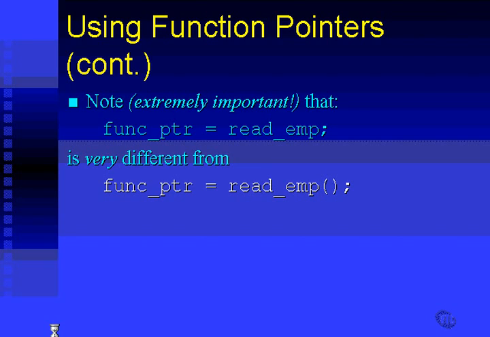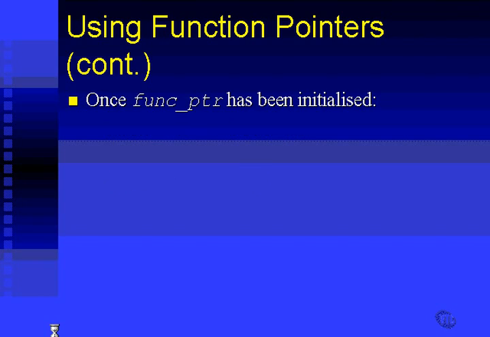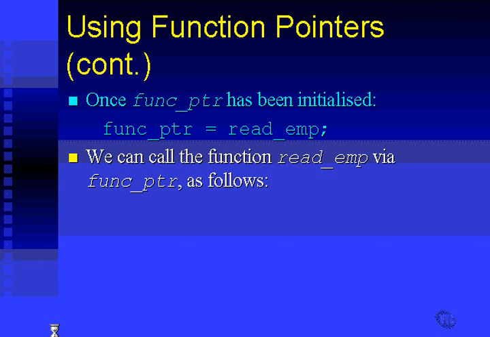We still haven't done anything with it. All we've done is assign it to a particular address of a function. How do we actually use it? Well, once we've initialized func pointer, and there's our initialization statement again, we can call the function reademp via function pointer. In other words, we can cause the function reademp to be run without ever actually putting the word reademp in our code from that point onwards. And this is how you do it.